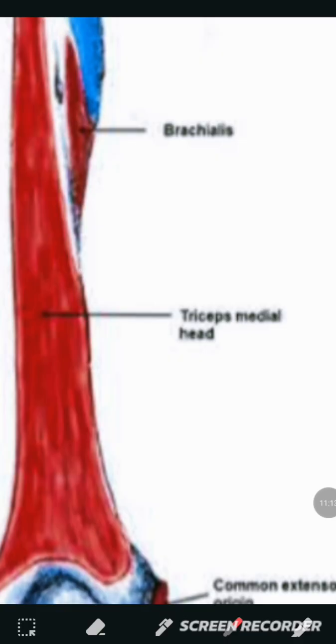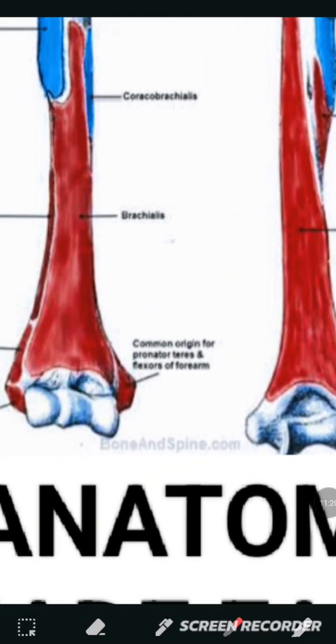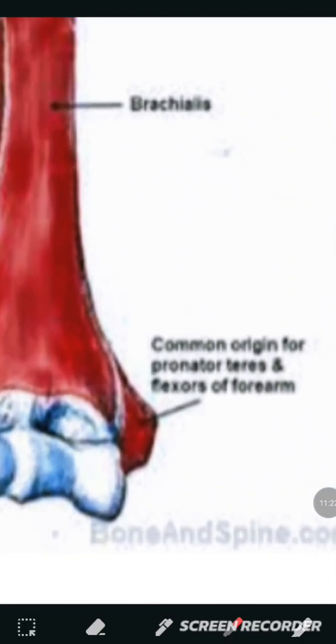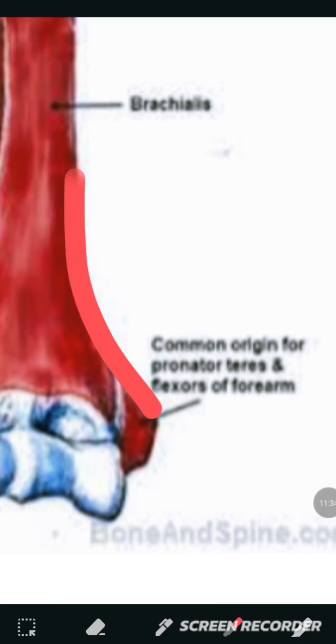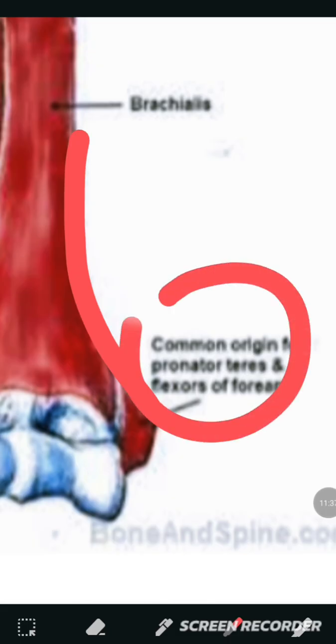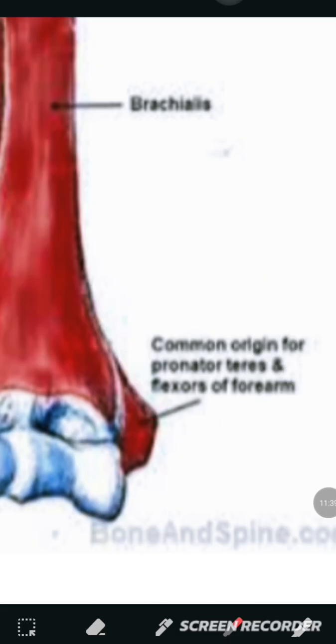Now we will discuss the origins from the borders. The first one is pronator teres. This is actually pronator teres. This is the first one, which is attached to the medial supracondylar ridge. This region was the medial supracondylar ridge, and this is called pronator teres. The second one is brachioradialis.